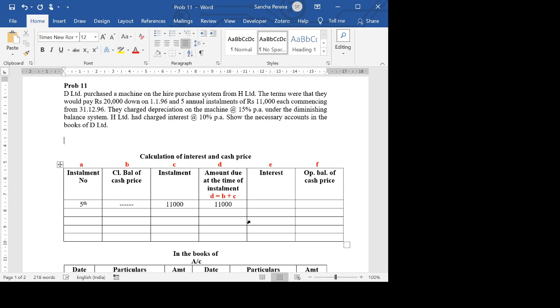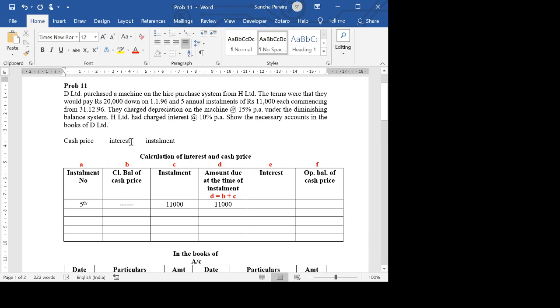Now, we know that normally, just bringing it down to the very basics, okay? We normally have three things. We normally have the cash price. We normally have the interest. This is just to explain it to you. And we normally have the installment. These are the three things that we normally have, okay?